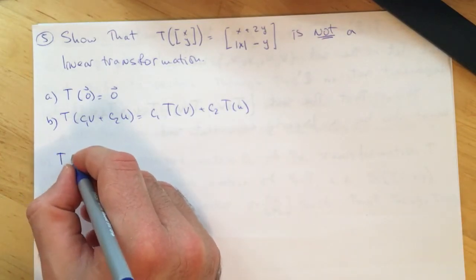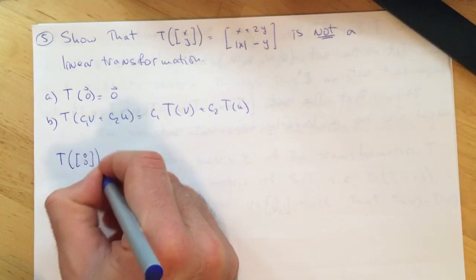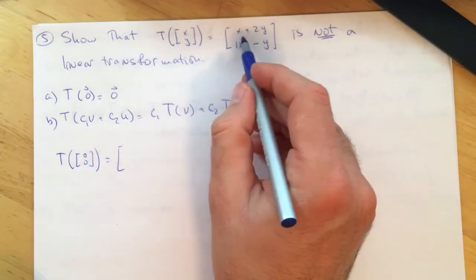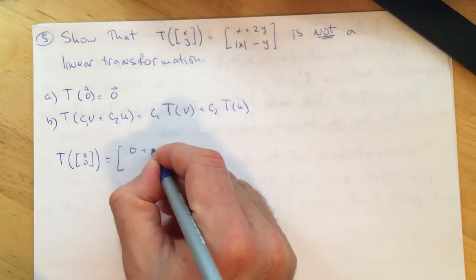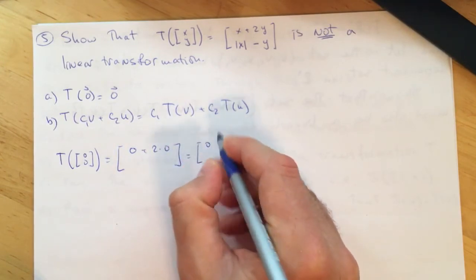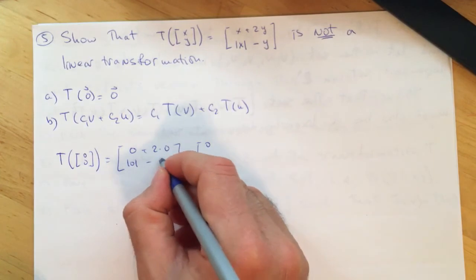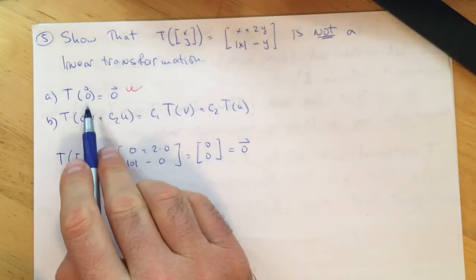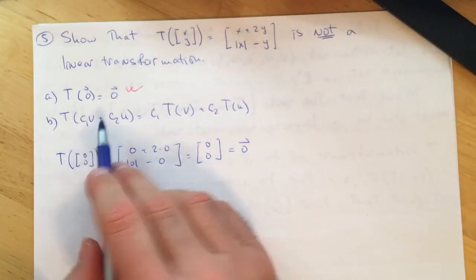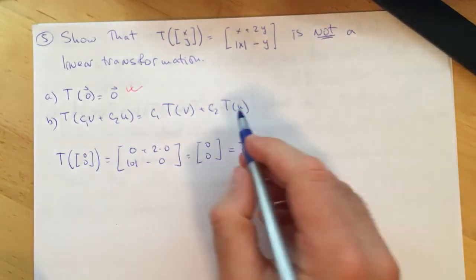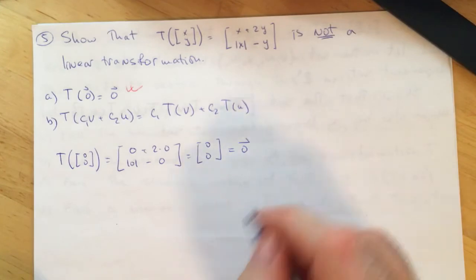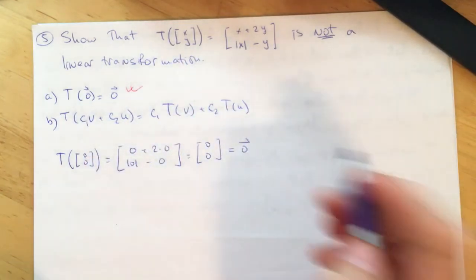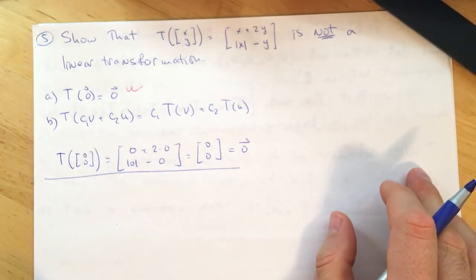So T of the vector (0, 0), from R2 to R2, where x and y are zeros, by following this definition I get 0 plus 2 times 0, obviously that's 0, and the absolute value of 0 minus 0 is also 0, so I get the zero vector. So the first condition is satisfied. That means inevitably, because the question says show that it is not a linear transformation, that this condition here will fail. So now you have to take two vectors where this equality will not be satisfied.